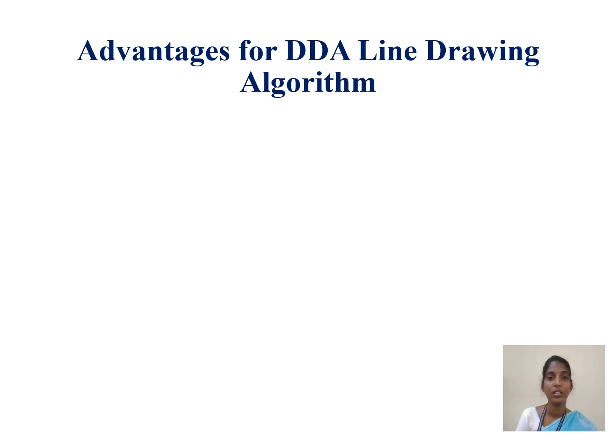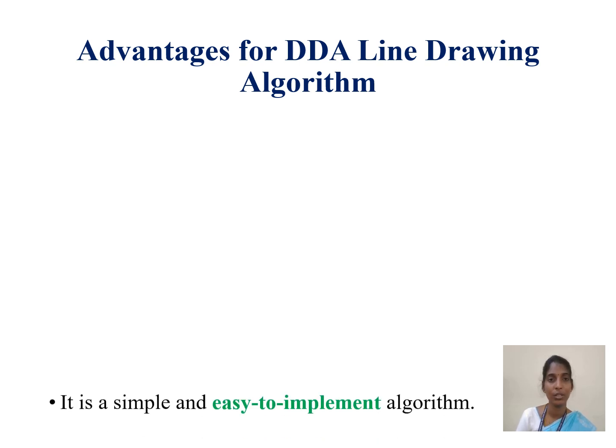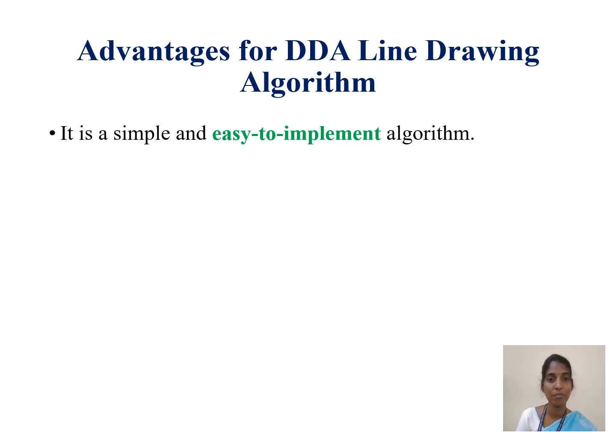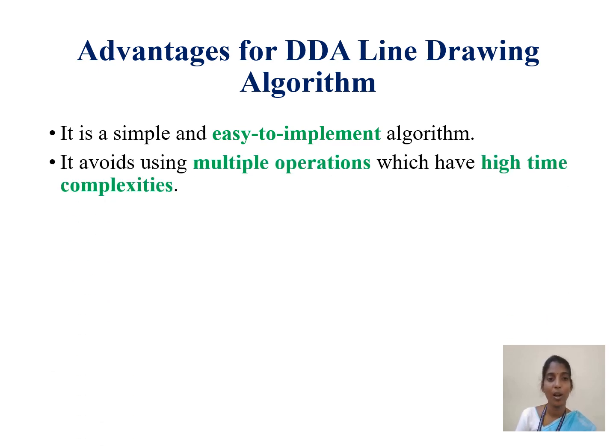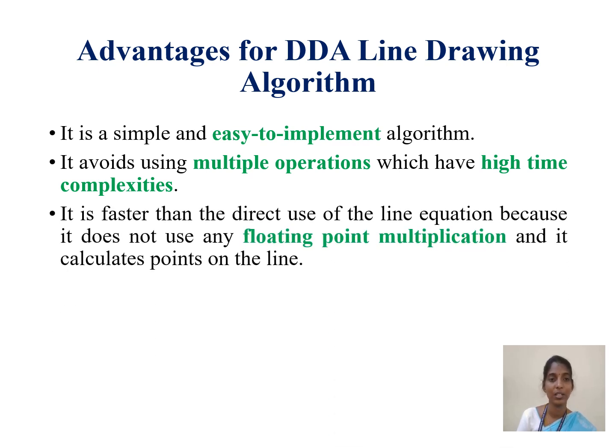Advantages of the DDA line drawing algorithm. The first one is that it is a simple and easy to implement algorithm. It avoids using multiple operations which have high time complexities. It is faster than direct use of the line equation because it does not use any floating point multiplication and it calculates the points on the line.